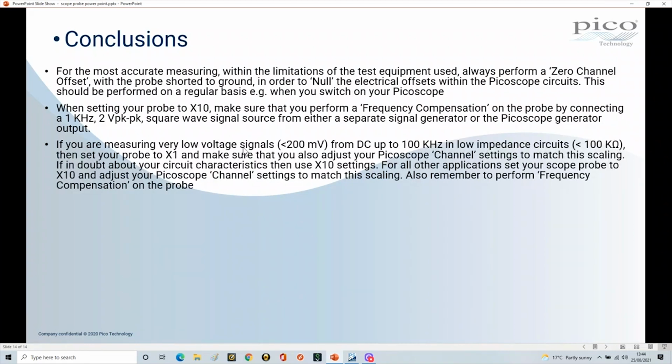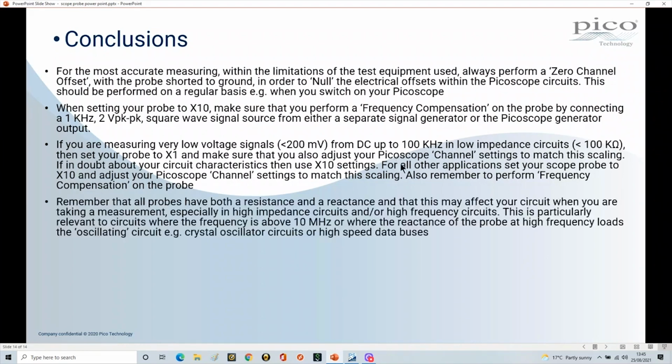If you're measuring very low voltage signals, then you know, from DC up to 100 kilohertz sort of thing, but less than and you know, probably at the lower end, about the 200 millivolts end, then put your probe on times 1, but just make sure that you do understand there's a frequency limit when you do that. So that's really where you're starting to use your times 1 probe. But otherwise, in all other conditions, use times 10. So if you're uncertain, use times 10, because you're going to get a better result that way. But if you've got very, very low signal and it's not particularly high frequency, then go to your times 1.